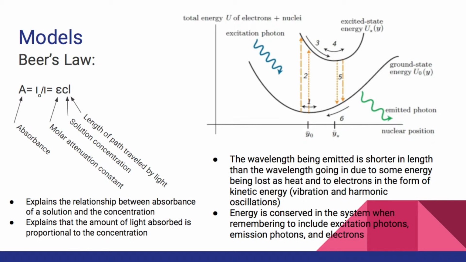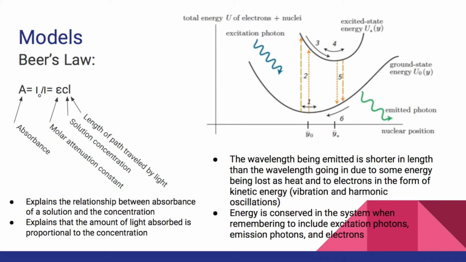First, we use Beer's law. This explains that the amount of light that is absorbed is proportional to the concentration. Here you can see that we have a molar attenuation constant. We also need the solution concentration, and we also need the length of the path that is traveled by the light to help us find the absorbance. We also used another model, which you can see here on the right.